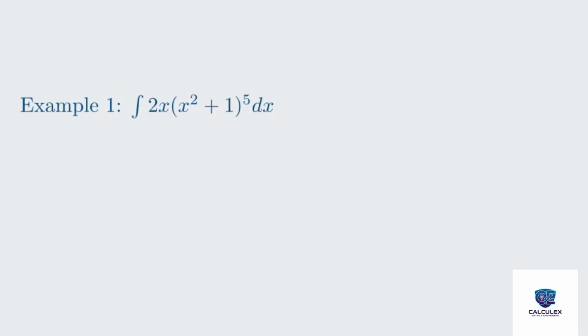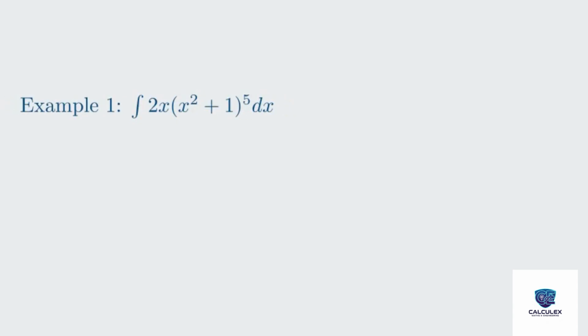Let's look at this example. The integral of 2x times the quantity x squared plus 1 to the 5th power. If we tried to expand this, it would be a huge amount of algebra. There has to be a simpler way. Here, the inner function is clearly x squared plus 1. This is our candidate for u.